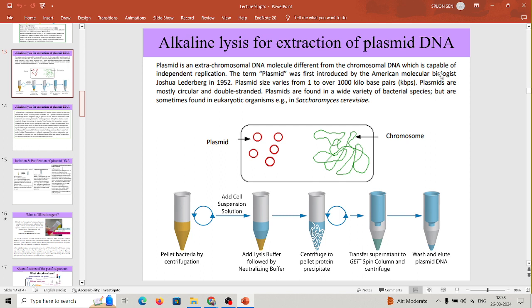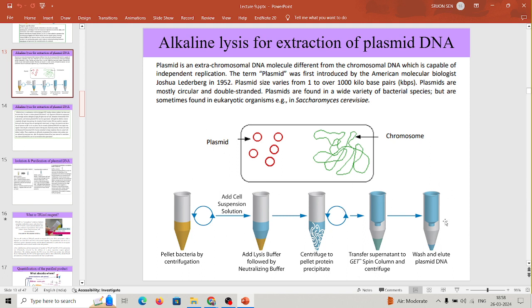The term plasmid was first used in 1952 by Lederberg. And plasmids are very small in size, around 1 to 1000 kilobase pairs. Okay. So plasmids are circular and double-stranded, and they vary in different bacterial species.